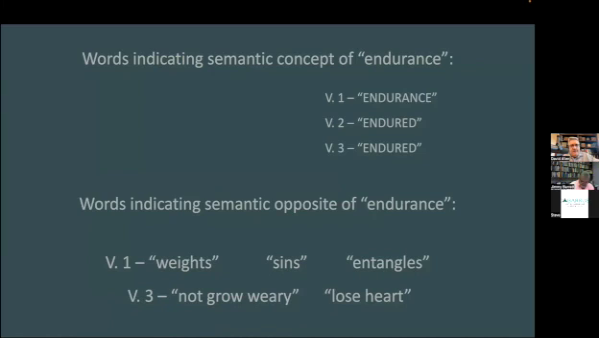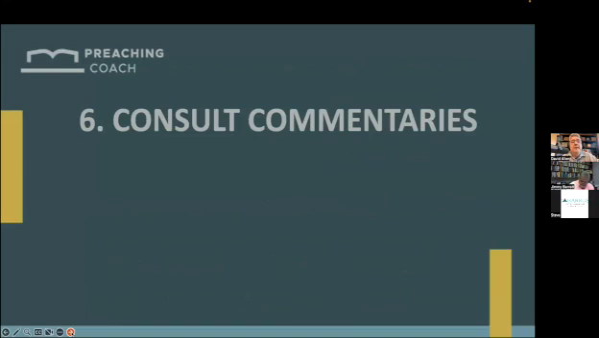All right? So we're doing word studies now. Once you do this, you are ready to go to the next step. You're ready to go to step number 6. But before we move to step number 6, I want to pause and just see, are there any questions or comments that anybody here wants to make before we move on?